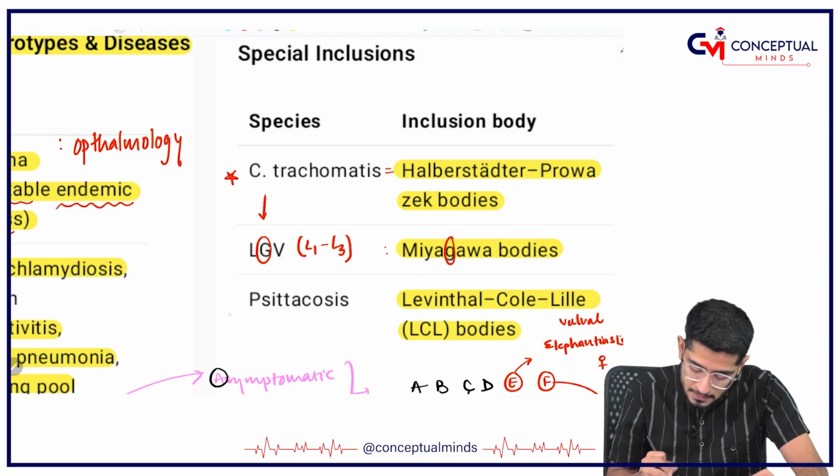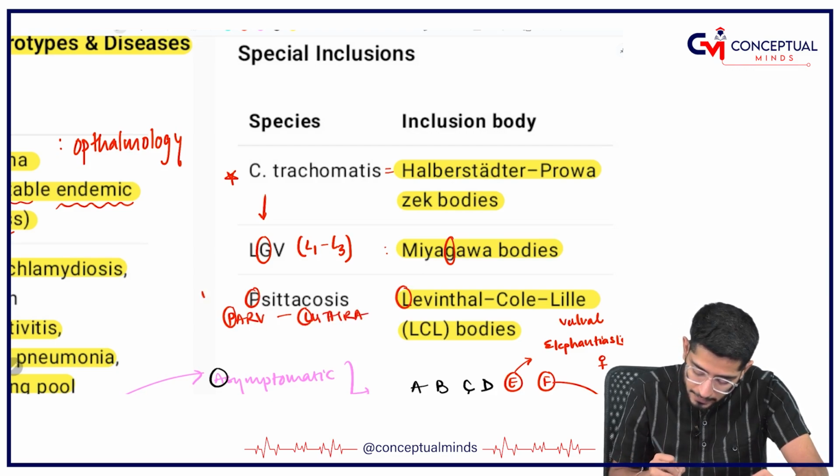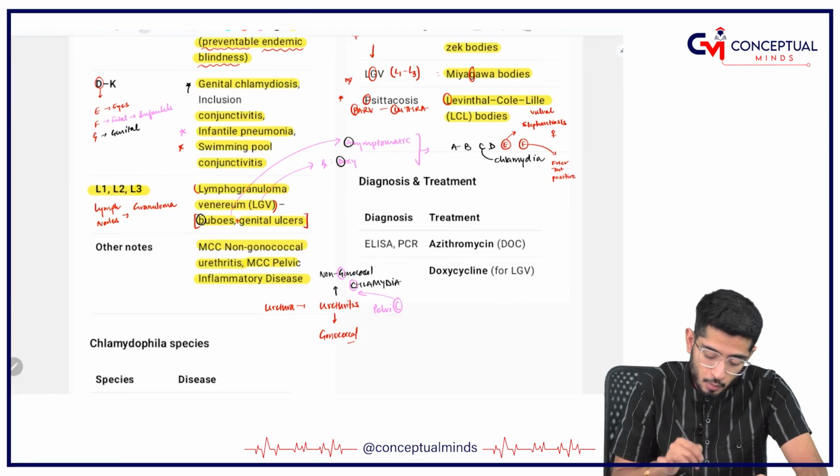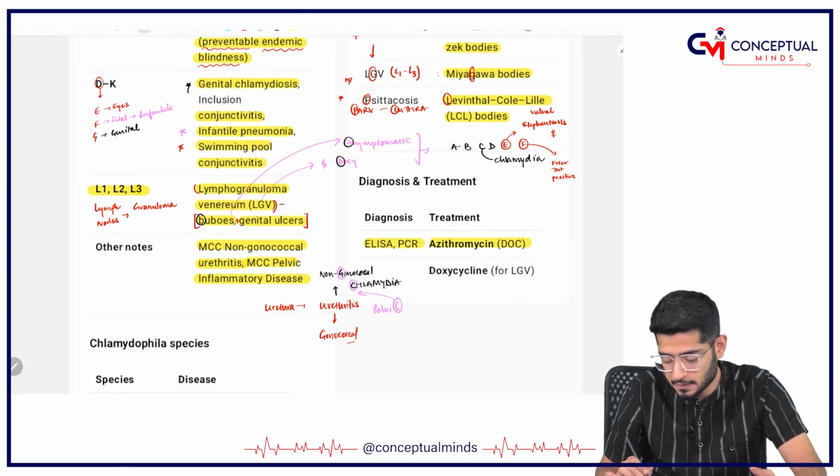And then psittacosis you can remember with my name, PARV. So P is psittacosis and my surname starts with the letter L, so that is going to be LCL bodies. Easy. So how will you diagnose? Simply a PCR, and the treatment drug of choice is azithromycin.